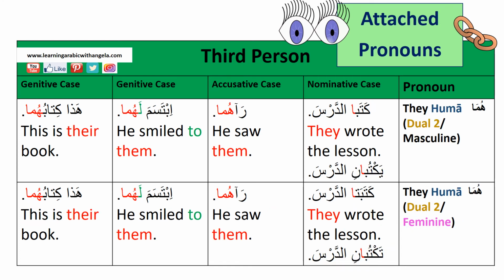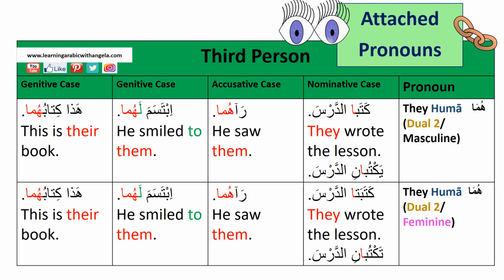Moving on to the dual, and we've got huma for the masculine dual and huma for the feminine dual. كتبا الدرس, they wrote the lesson. يكتبان الدرس, they write the lesson. So over here the alif is in the nominative case, and the same thing for the dual feminine. كتبتا الدرس, تكتبان الدرس. So over here the pronouns are in the nominative because they're the subject of the verb.